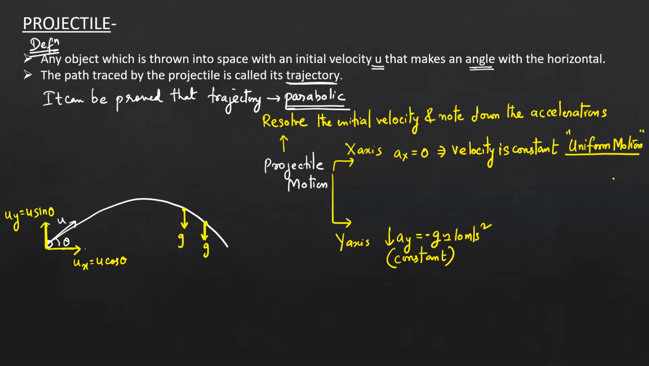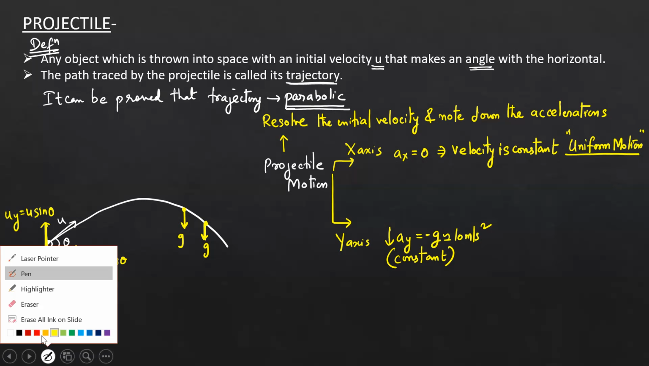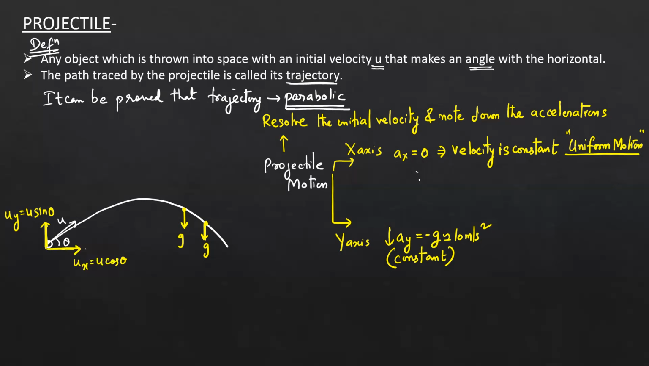So along the x-axis, acceleration is 0, so velocity will be constant, and that motion is said to be uniform motion. And we know when velocity is constant, we have only one equation that is applicable. So the equation that is applicable is velocity equal to displacement by time. This is the only equation applicable. When acceleration is equal to 0, this is the only equation applicable, which we have studied in motion in a straight line.